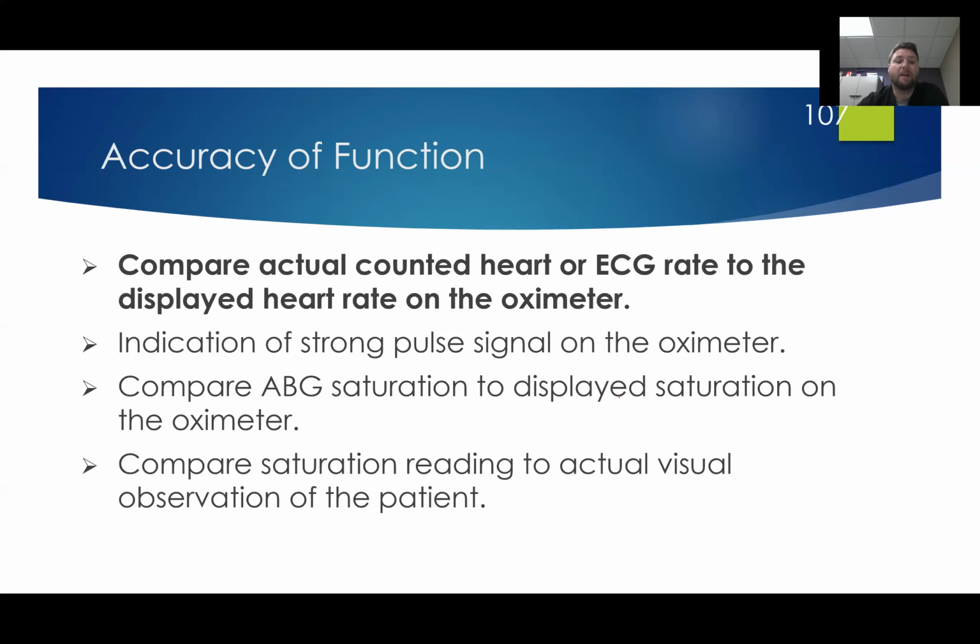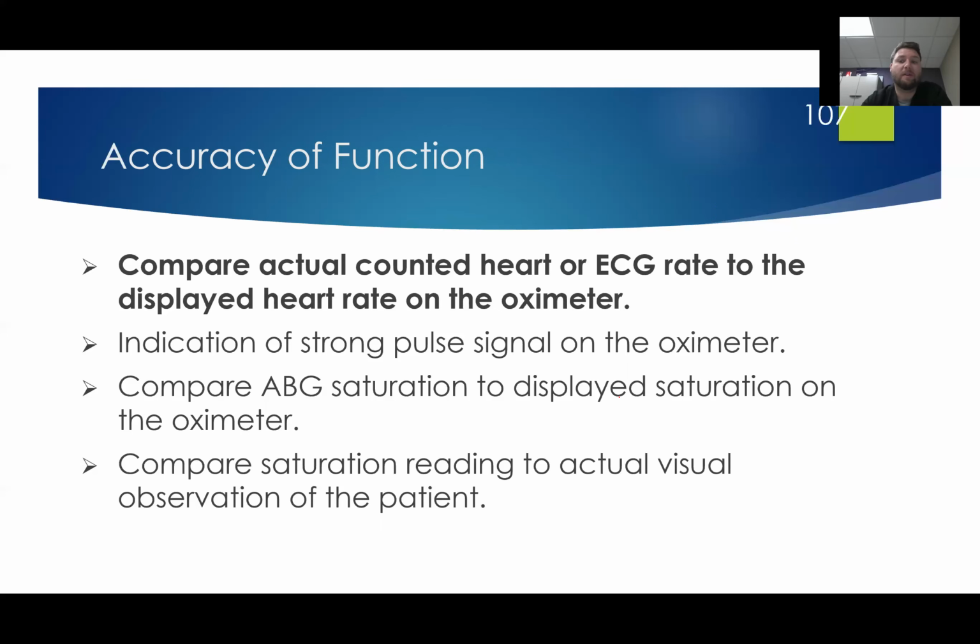So compare your ABG saturation to the displayed saturation on your pulse ox. If you get an ABG and your SaO2 is 95, and then you look at your pulse ox and it's reading 85, then you know your pulse ox is not reading correctly. You need to move it to somewhere else. It's not picking up correctly. So you can compare the SaO2 to the SpO2 to see if one is correct.